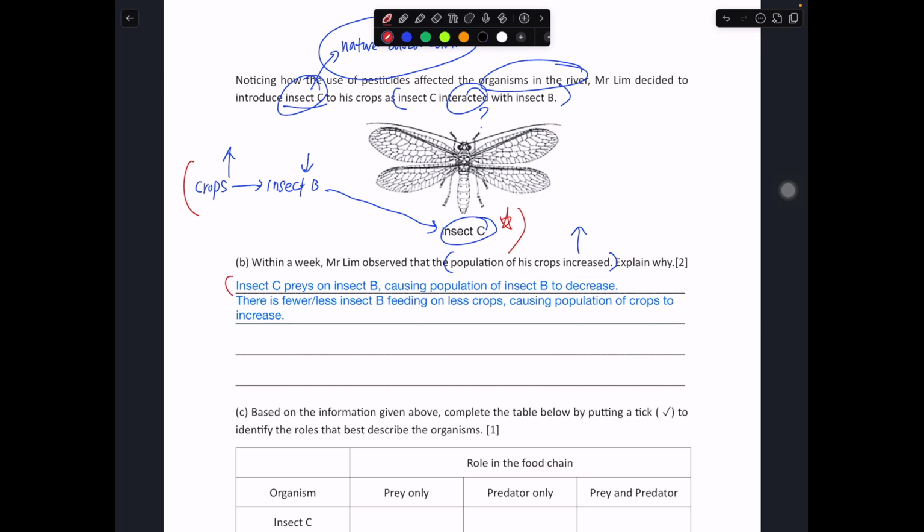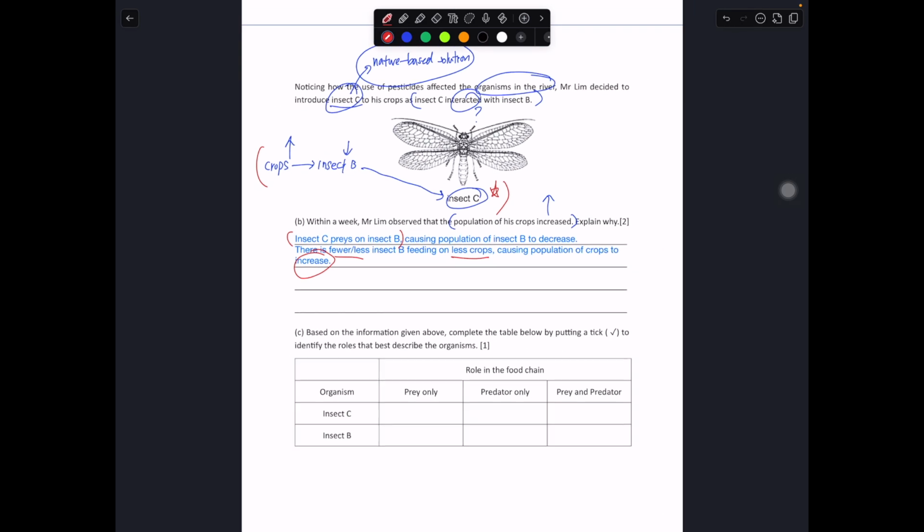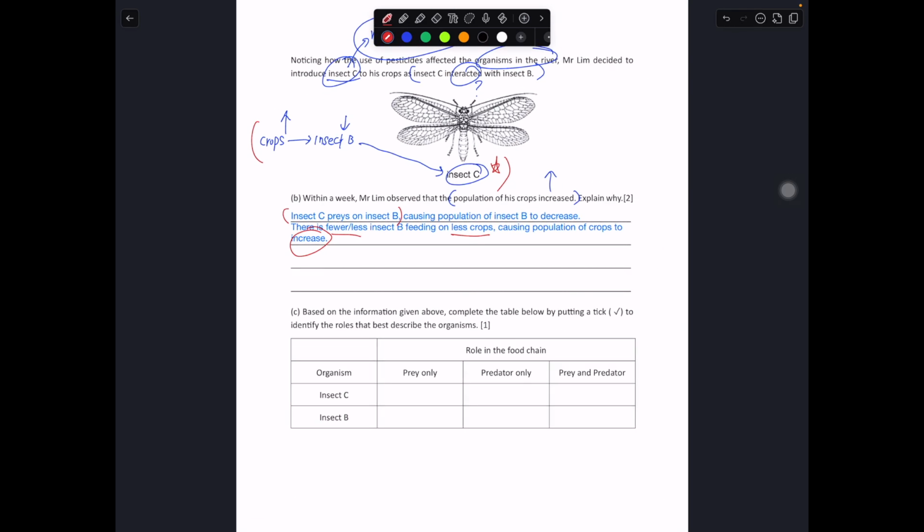Okay, insect C prey on insect B, so causing insect B to decrease in its population. So there will be fewer or less insect B to feed on the crops. Okay, therefore the crops will start to increase. So pretty straightforward. So then the next question, based on the information, complete the table by putting a tick, okay, to identify a row best fit for insect C and B.